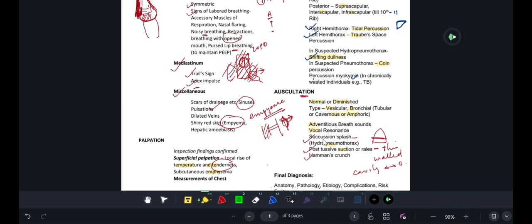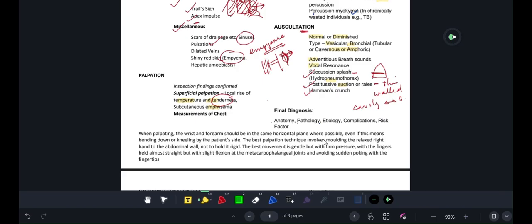So finally, once we have completely examined the patient, we can give the diagnosis by the anatomy, the pathology, the etiology, the complications, and the risk factors. For example, chronic smoking and some environmental risk factors if present. So that is how you mention it.